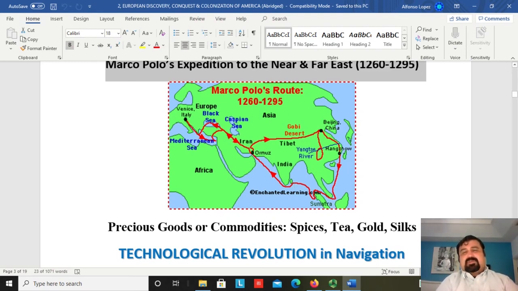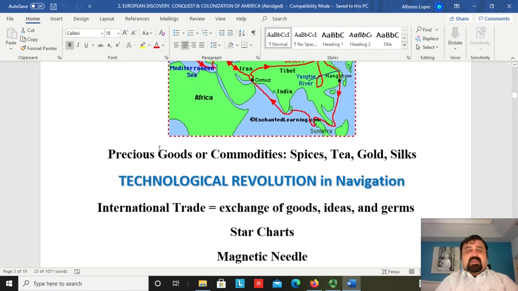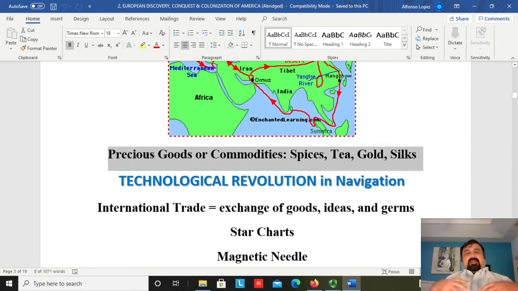So when he returns in 1295, he's going to bring with him precious goods from the Far East that are going to kindle the interest of the Europeans for those products that were in many cases unknown to the Europeans, with the only exception of gold and silks. Of course, Europeans were already very much aware of silks and gold. They have been, of course, trading it in the past, but the rate of exchange was just so minimum that we cannot really consider that to be a major commercial link between Europe and Asia.